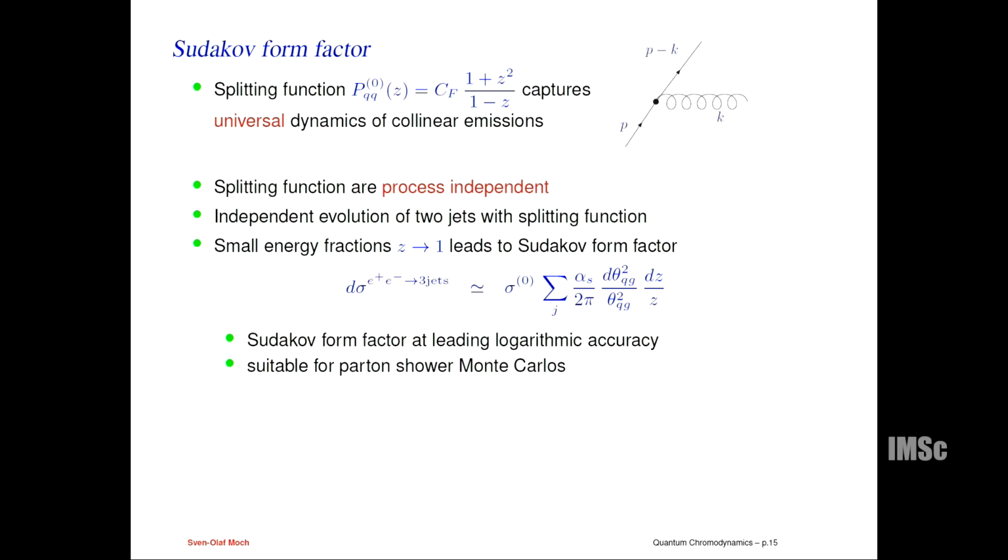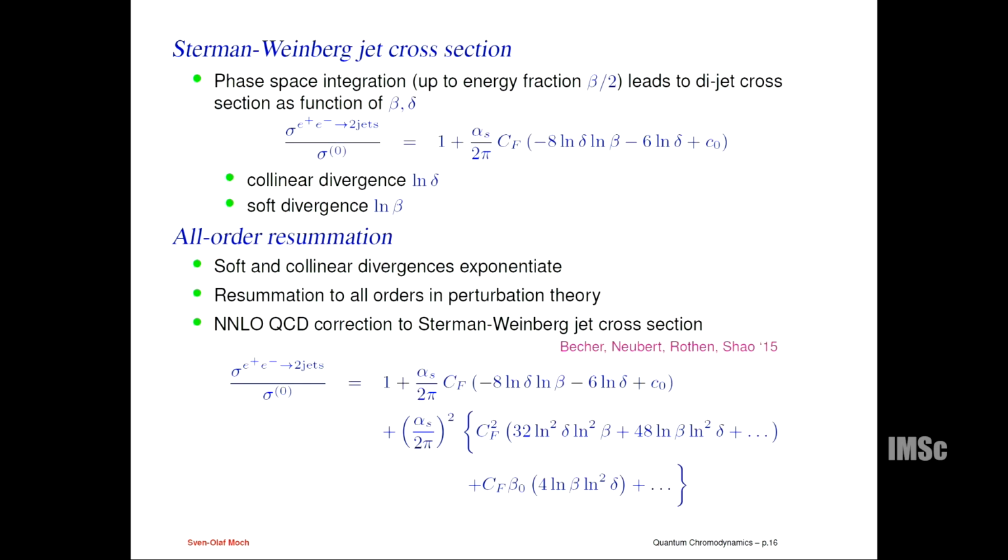So we've learned a lot from this simple example, looking at it in different ways. And I hope I could contribute a little bit more to the discussion that was already going on yesterday. So the last comment I would want to make on this simple example is we can now go back to the Sterman-Weinberg cross-section.